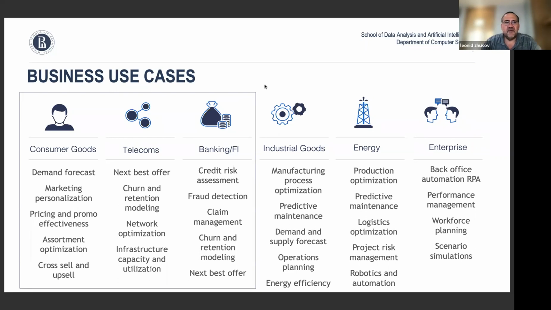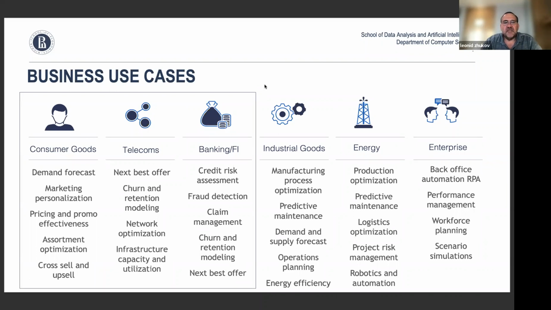Assortment optimization is, for example, if you're a large store, what kind of goods you need to store and in which volumes. And of course, remember that the goal is to get the maximum revenue. So then the question is, what is the right mixture of stuff you need to have. Cross-sell and upsell, again, is how you provide various promotions, how you sell different items together. This is a cross-sell.